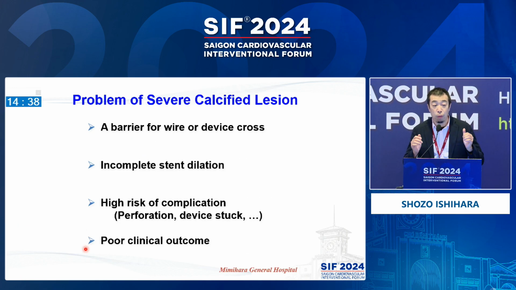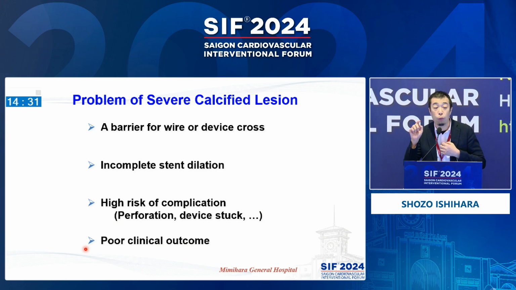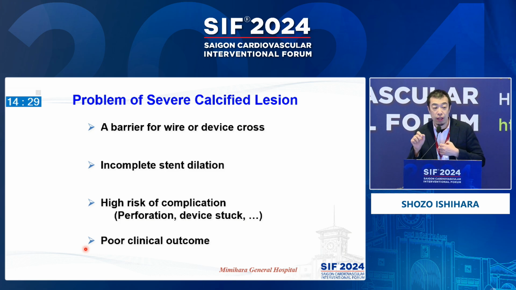These are the problems of severe calcified lesions. Of course, it is a barrier for wire crossing, also device crossing, microcatheter, balloon, and also we sometimes face incomplete stent expansion. That is also a problem. And another problem is a high risk of complications: perforation, dissection, device stuck, anything. And finally, not at the time of the PCI, but at a later phase, we face poor clinical outcomes.